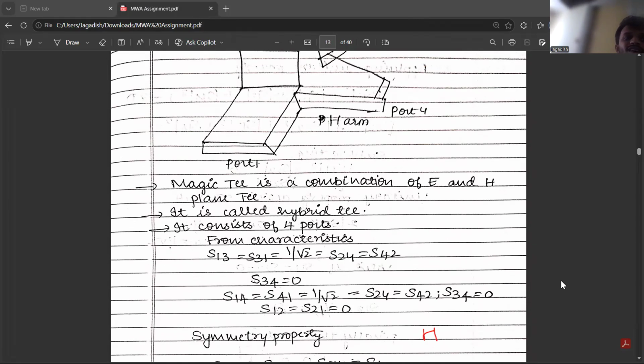Summarizing, you have to learn the properties of the S matrix and the multi-port network derivation. You have to learn the multi-port network magic T, and practice the diagrams of circulators and isolators.